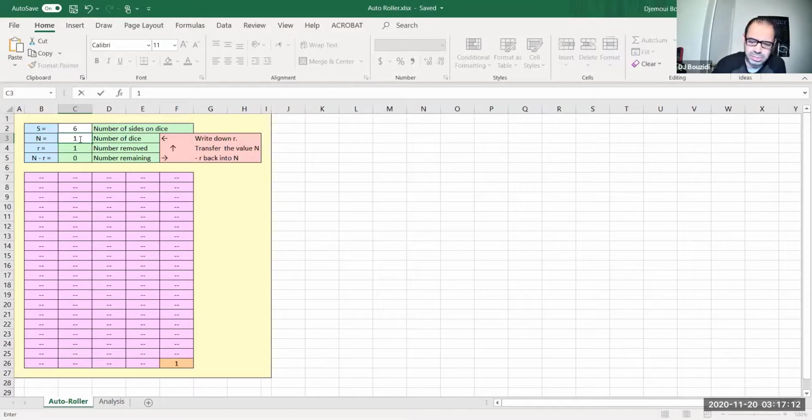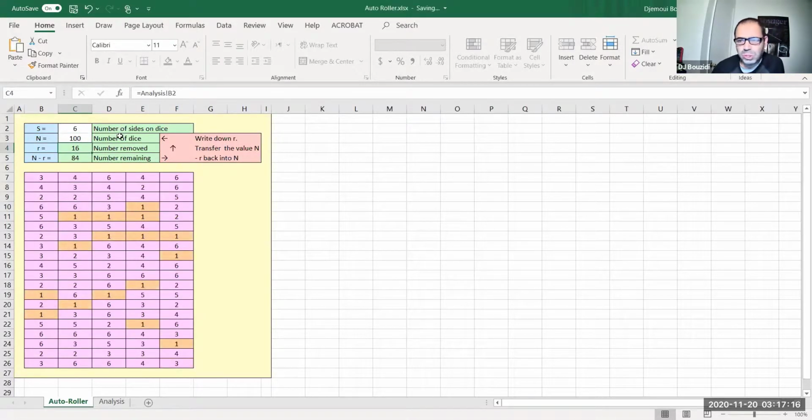So I'm going to stop sharing the screen. I'm going to go back into my Excel file. I'm going to start with 100, and it's still the 6 faces. Okay. So after the first run, I'm not at half, am I? It's 84. So I put 84. This is the second one, and it's still not half yet, okay? 72.